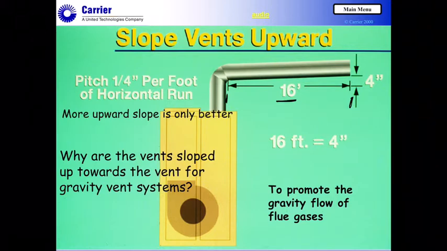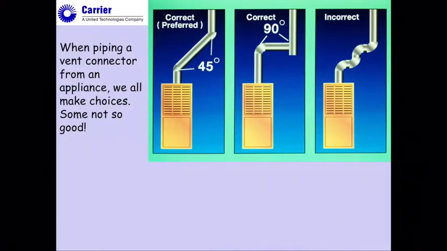All right, and obviously the question, which I've kind of answered here, is why are the vents sloped upwards towards the vent for the gravity systems? This is the reason. We want to promote a proper gravity flow of flue gases so that they will exit that vent system.